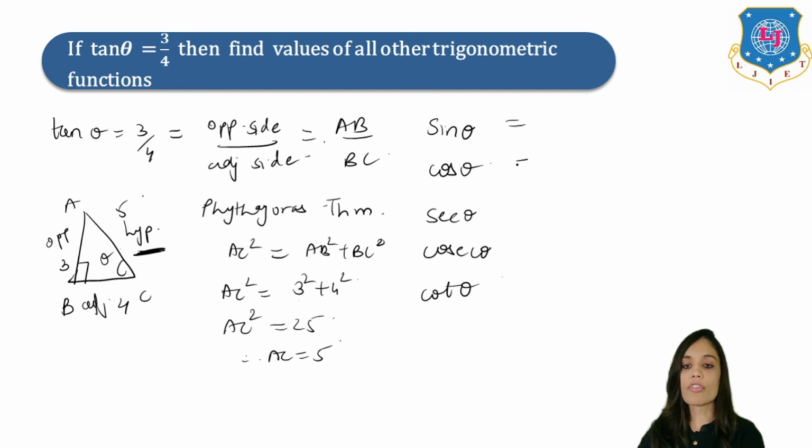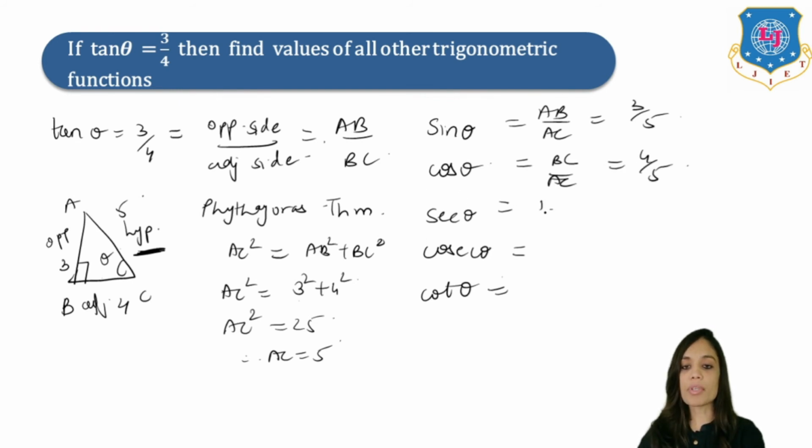Now we can write all the values, right? So we know sine theta is what? Opposite side upon hypotenuse. So AB upon AC, so the value is 3 upon 5. Cos theta is what? Adjacent side. So BC upon hypotenuse, that is AC, so the answer will be 4 upon 5.